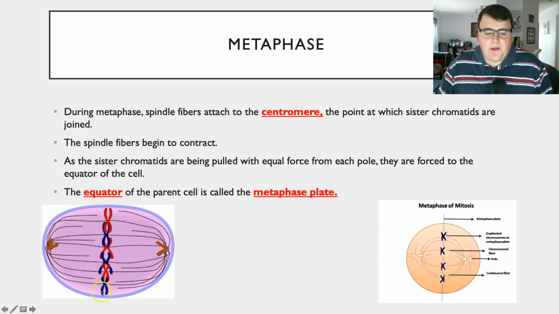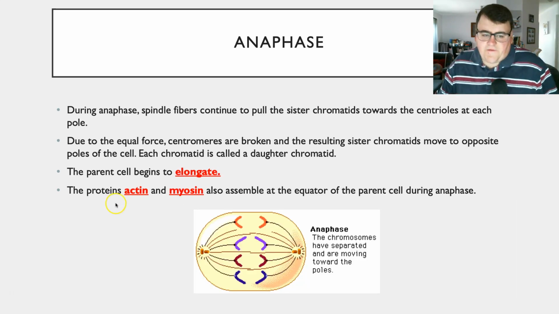So over here, because of the force being pulled on them, they're all pulled into the equator of the cell. Now this could also be called the metaphase plate. In anaphase, the spindle fibers continue to pull on those sister chromatids. Now because they've already moved to the center of the cell, the equator of the cell, there's nowhere more that these sister chromatids can go.